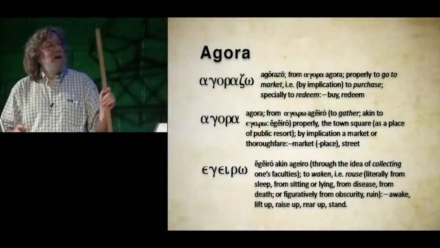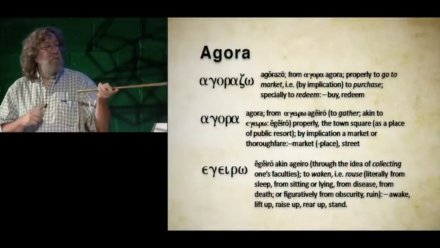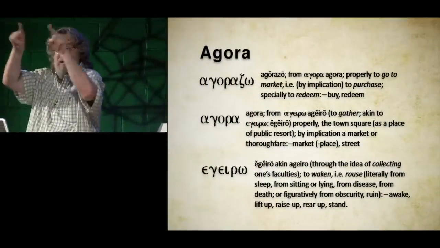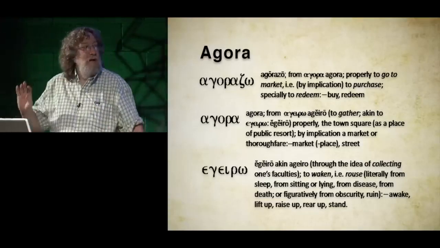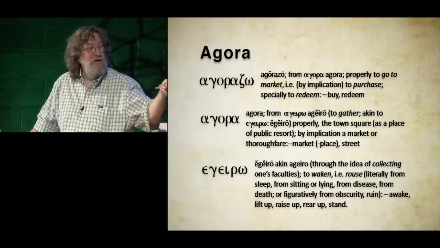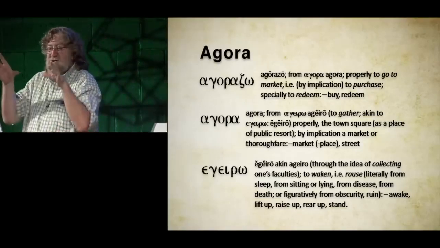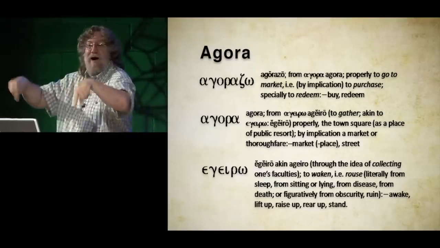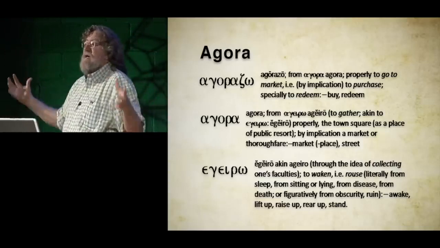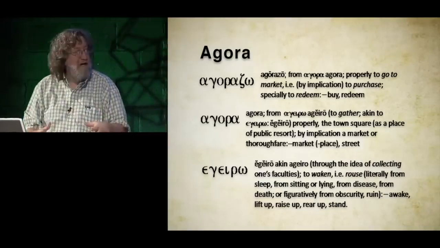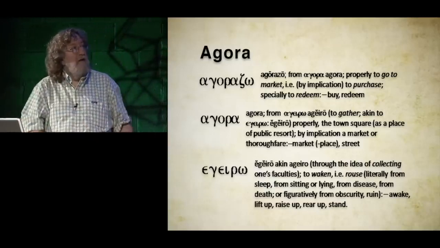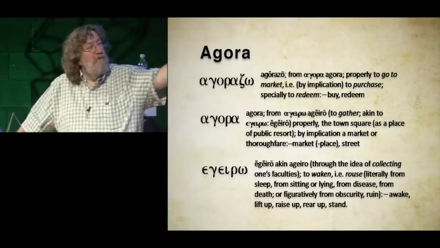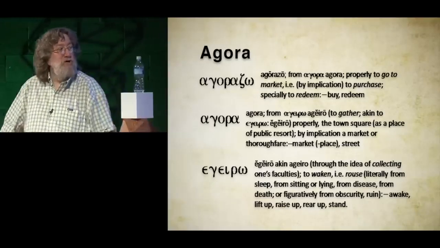But actually, what's the connection with going to market? Well, as a place, properly the town square, that should be the first clue, the square. See, there's your geometry. As a place of public resort, by implication, a market or thoroughfare. So the idea first is the idea of a square, because the marketplace would be built around a literal square. So it became associated with the idea of people gathering within this square. Agorazo means to go to market, by implication to purchase, especially to redeem.